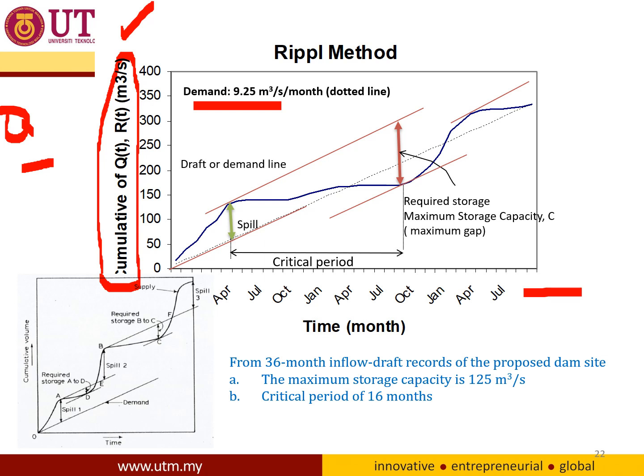Yeah, you need to accumulate. So once you accumulate it, it will become this kind of a line. You see it? Oops, the dotted line. Okay, so the dotted line is the demand, the demand line. So what you do for this, so this is the demand line. Okay, so this is the demand line.